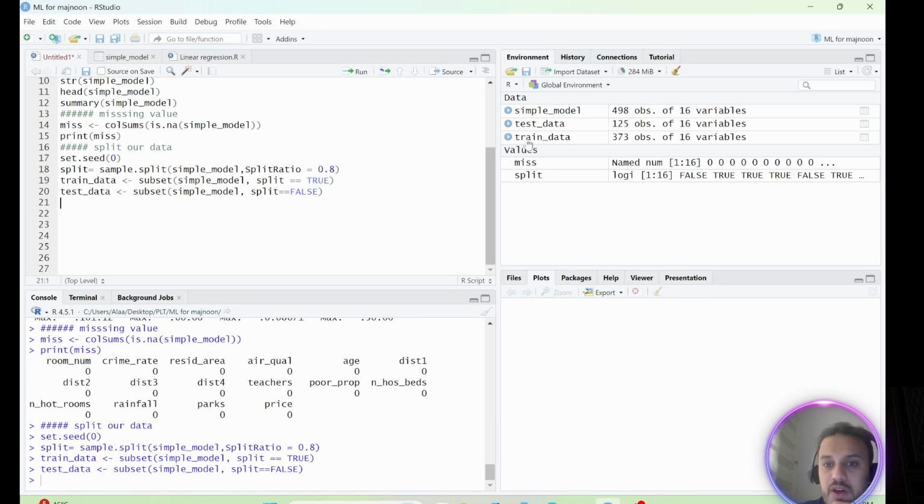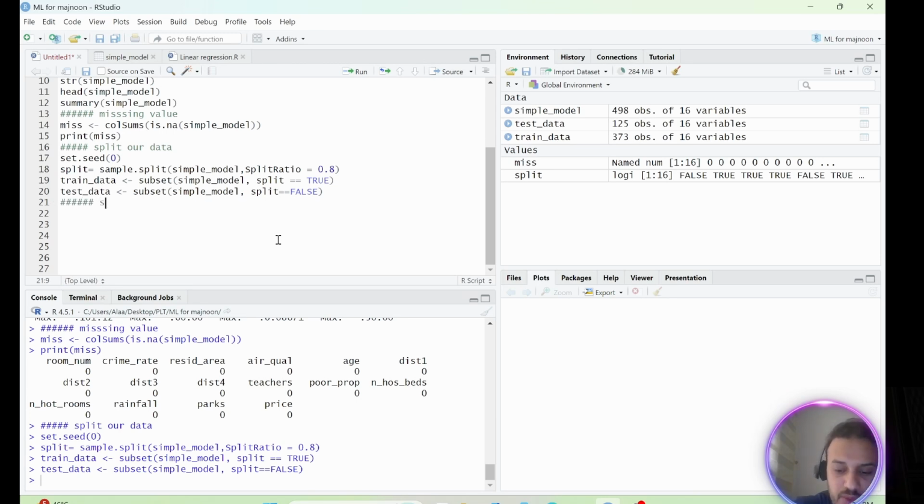So now if you check the environment, you will see we have train data with 335 observations, and test with only 125 observations. So we successfully separated, and now the set.seed will keep these same observation values anytime we run this. Okay, we set our seed. Now it's time for the linear regression model.